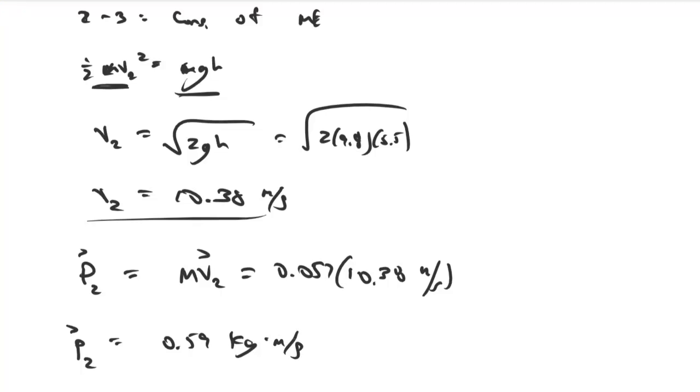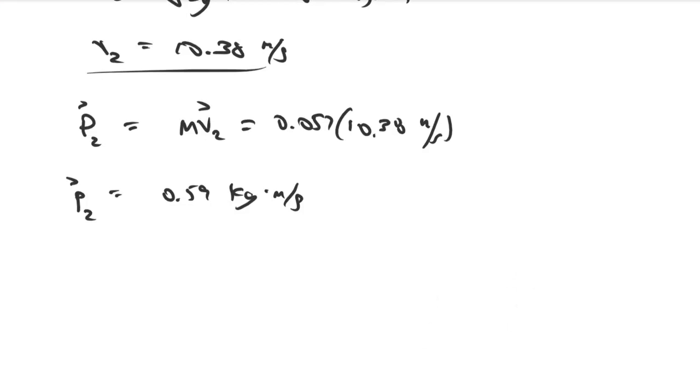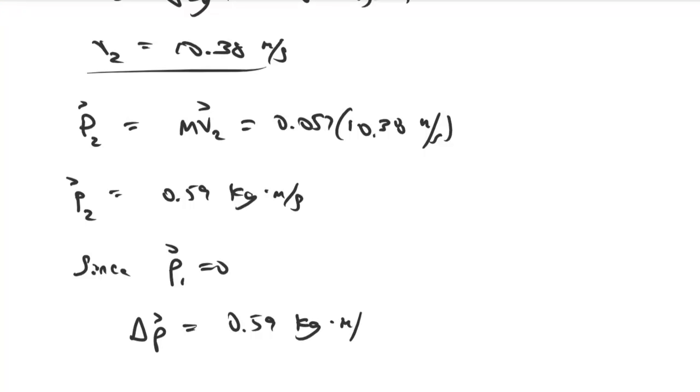But just as we said, since the momentum at 1 equals 0, then the change in momentum is just going to be equal to the momentum at 2. So that's the 0.59 kilogram meters per second.